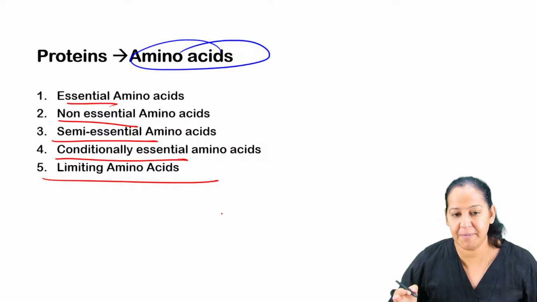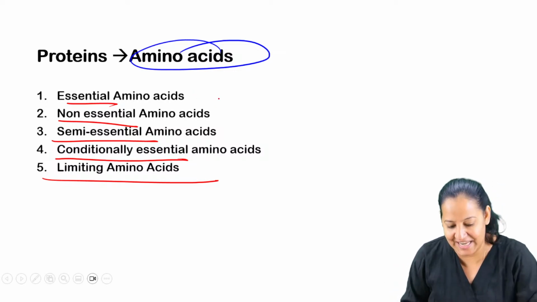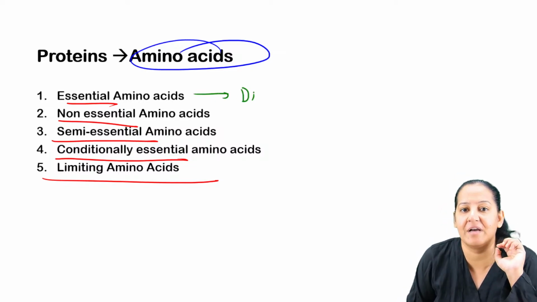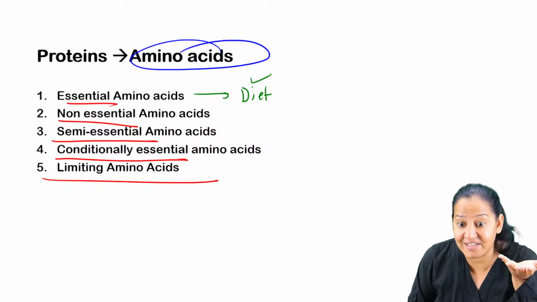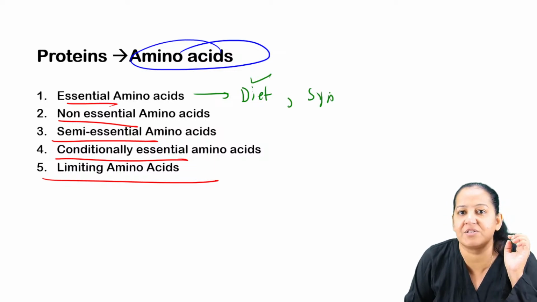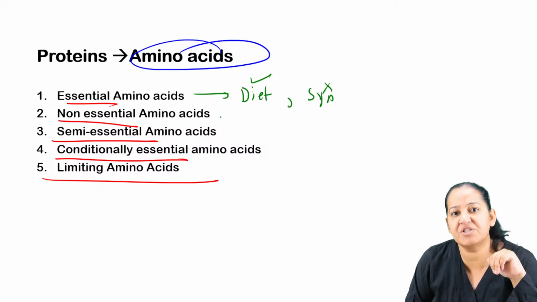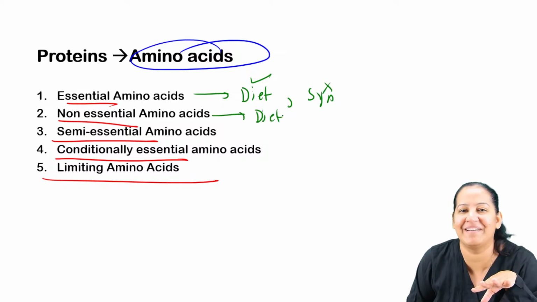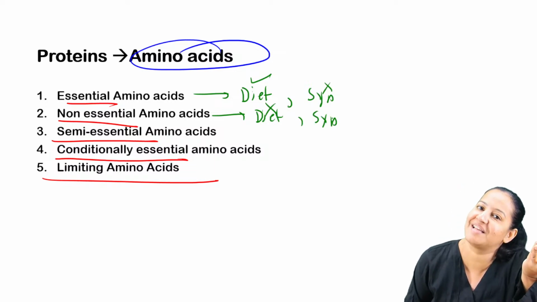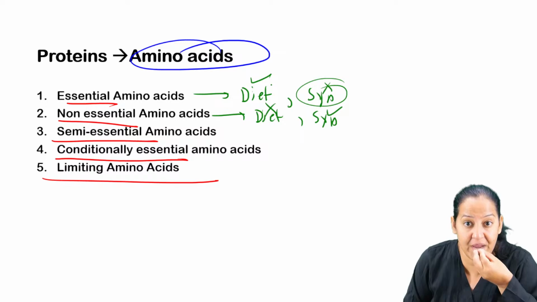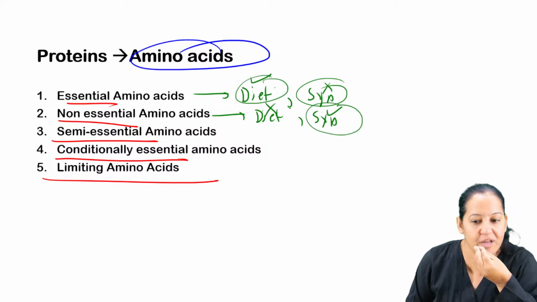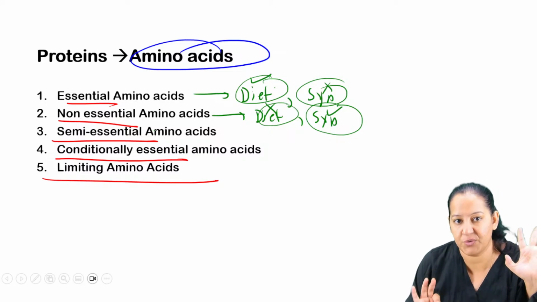So protein is made up of amino acid. What is essential? As the name indicates, essential means they are essential in diet. We have to eat them daily. They are not synthesized in the body. That's why they are essential. Non-essential is reverse. We don't have to eat them in diet, because body itself synthesizes them. The ones which the body does not synthesize, we have to take in diet. They are essential. And the ones which are synthesized in the body are non-essential. First you understand that.